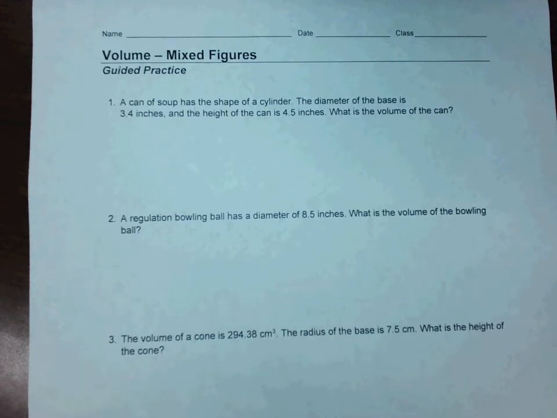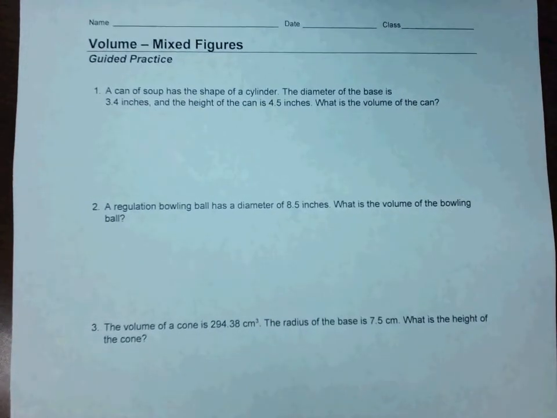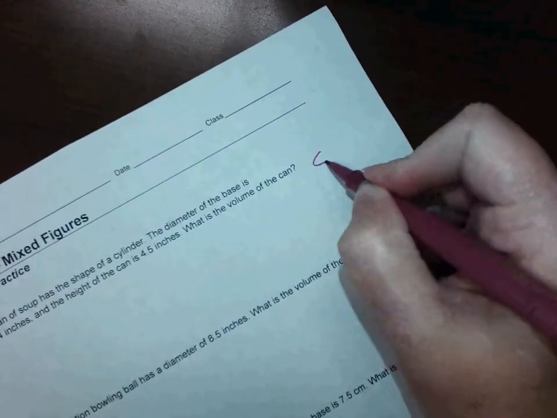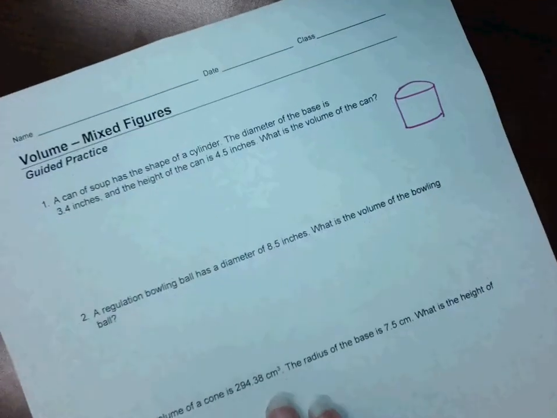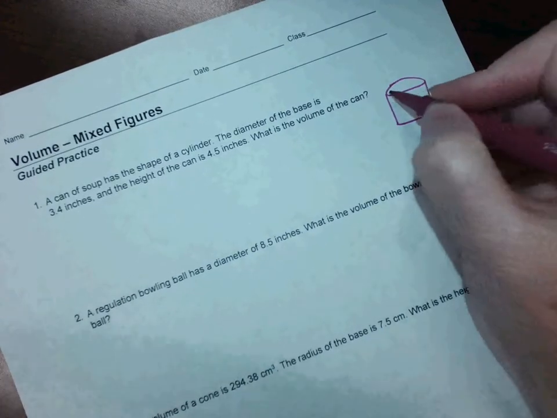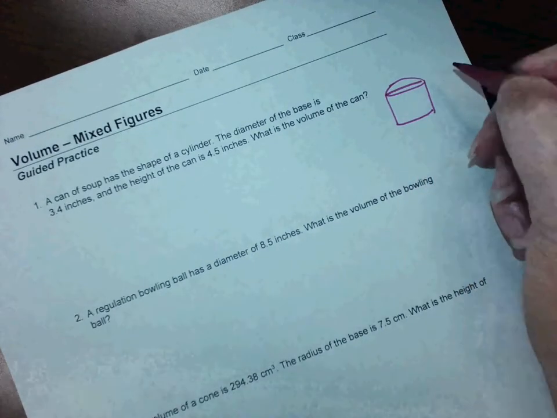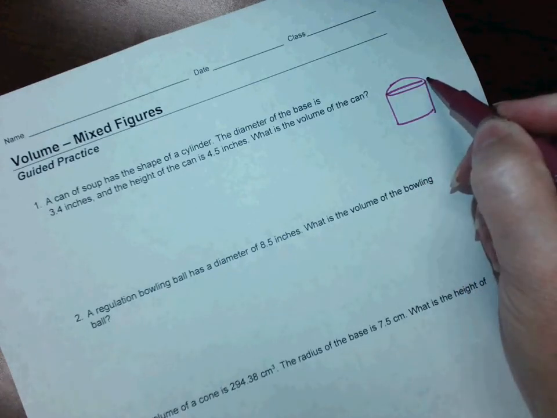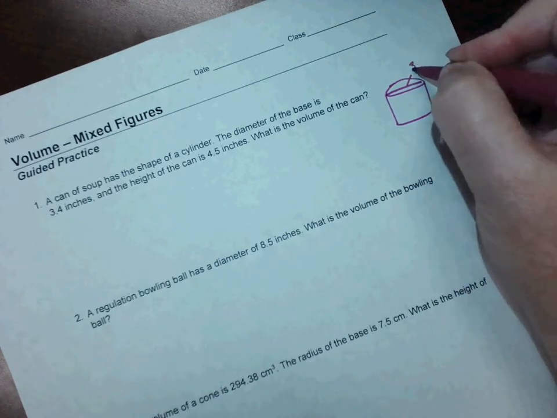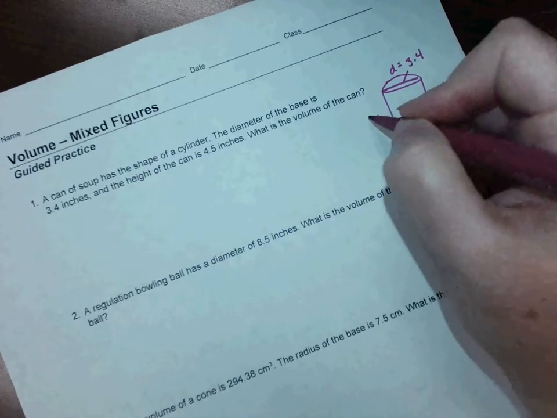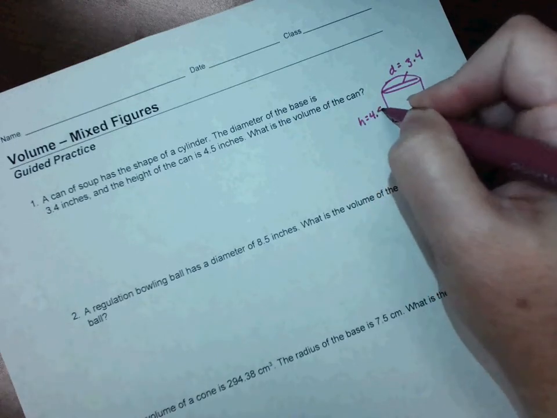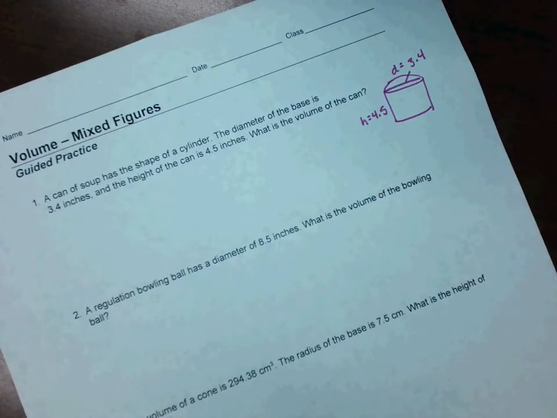Oh, here it is. Okay, so when I'm given a word problem, I like to draw a picture of what it says. So it says a can of soup has the shape of a cylinder. So I'm going to draw a cylinder. It says the diameter of the base, so the circle is the base. The diameter, so that's the length all the way across. The diameter is 3.4. And then the height is 4.5. Okay, what is the volume of the can?